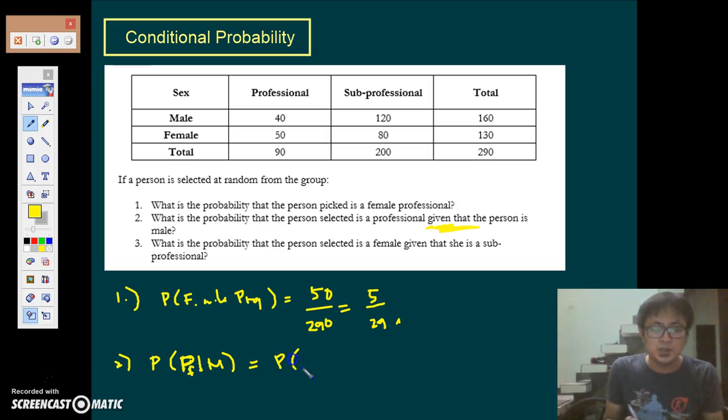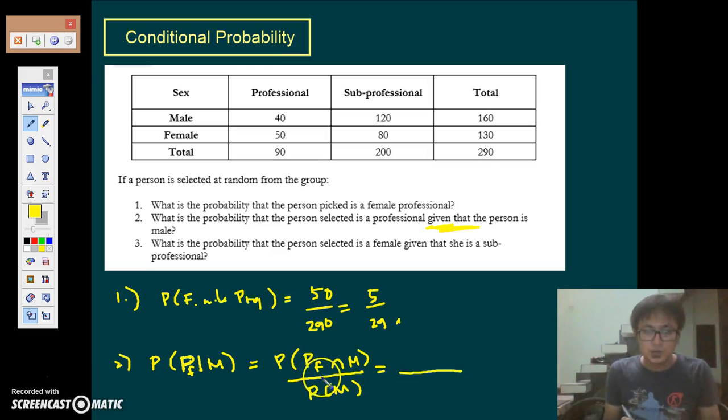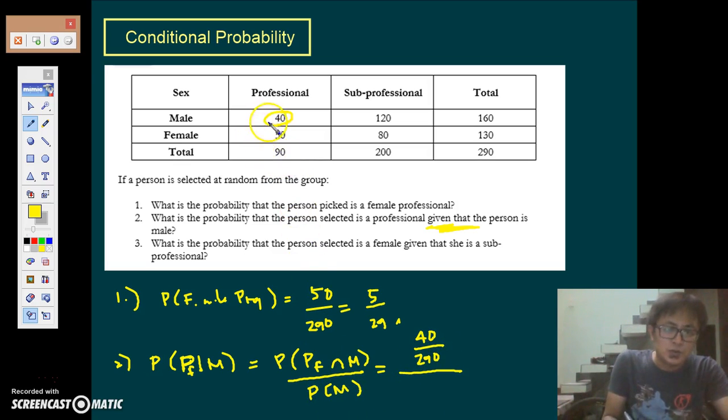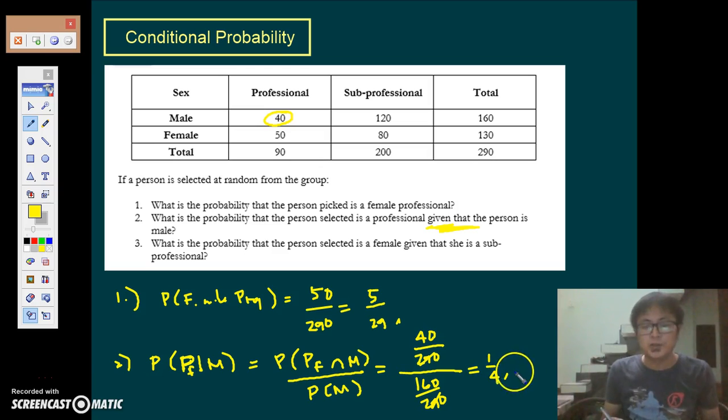So this is the probability, again, of the intersection of the two: professional intersection M, over the probability that it is male. What's the intersection of the two, professional and male? So where's that? Basically that's 40, right? Over 290, the total. That's the probability that you have both male and professional. In the denominator, the probability of male, the total number of males is 160. So that's 160 over 290. This cancels out, so that's 40 over 160, that's 1/4. So the probability is 1/4. If you want it in percent, it's equal to 25%.